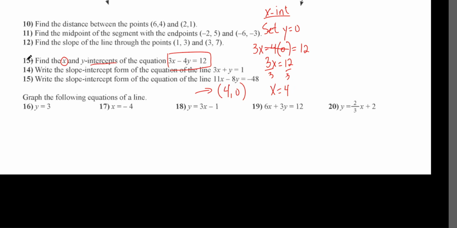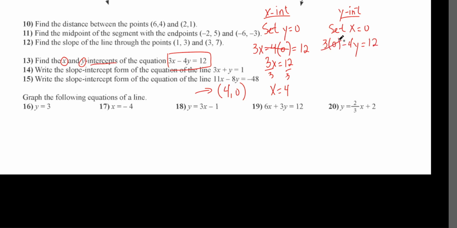Are we finished, though, on 13? No, we have to find the y-intercept. We do the same thing. I'm going to write y-intercept right there. We do the same basic thing, except what are we going to set? We're going to set x equal to 0 this time, and we're going to go through the same process. So let's take this equation, and let's make that x into a 0. So let's rewrite that equation. 3 times 0 minus 4y equals 12.